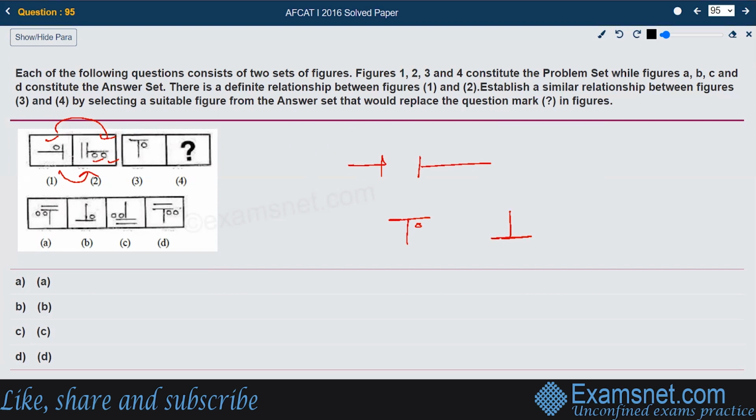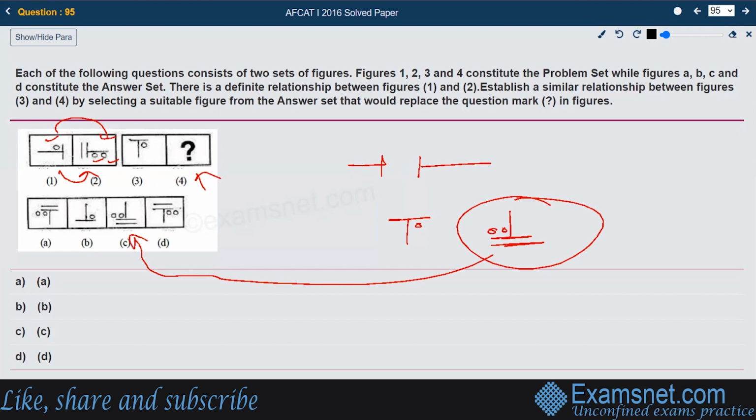And then what should happen? Where the earlier dots were there, the dots location should be changed. The earlier dots were here, so the dots location should now be this side, and single dots, now there should be double dots, and there should be a double line also. So this should be the shape of figure 4. This one should be the shape of figure 4 and is matching with which of the options? It is matching with option C. So the right answer is option C.